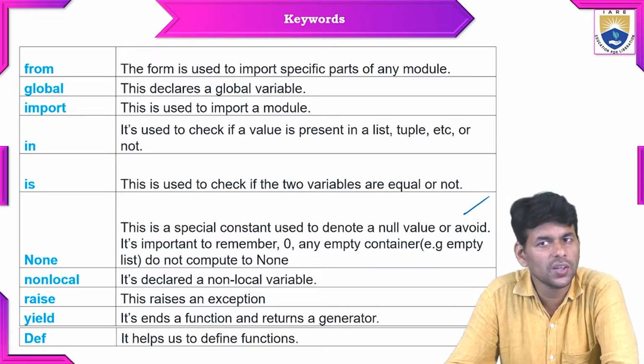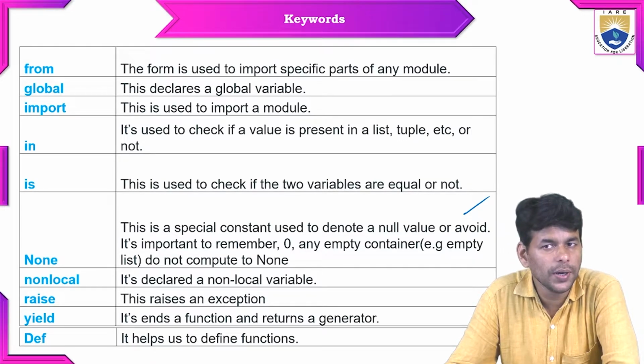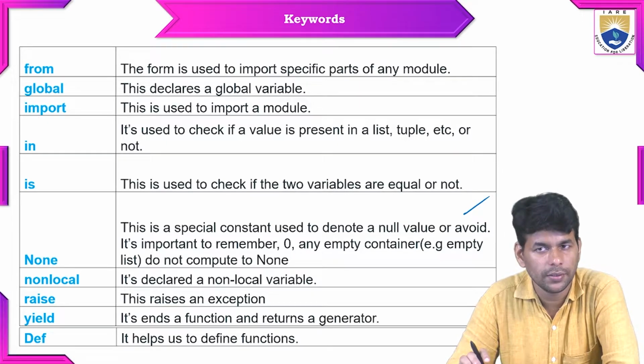This is a special constant used to denote a null value or void. What is the meaning of this? None represents a null value. There is no value at all, or it is void. It is important to remember that 0 and an empty container do not compare equal to none. So 0 means a value is there, and an empty container means an empty list is there. That will not compare with none. These are different.